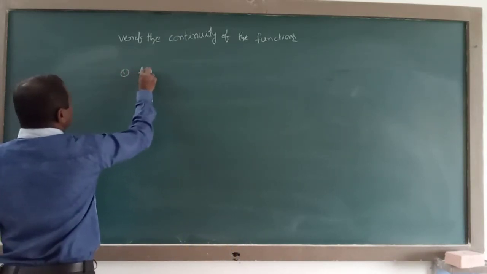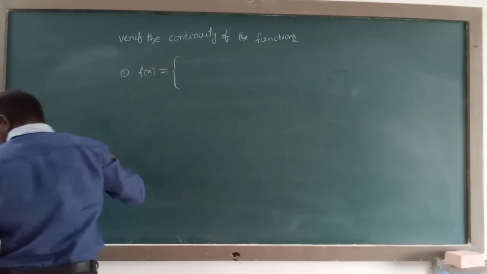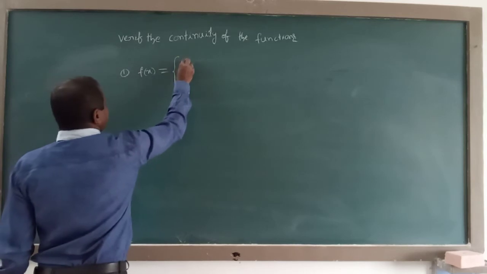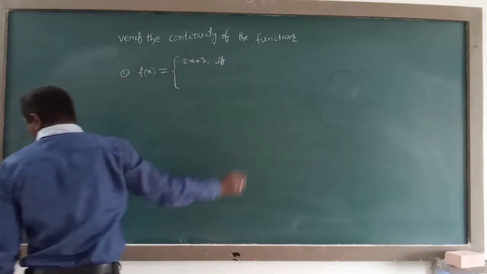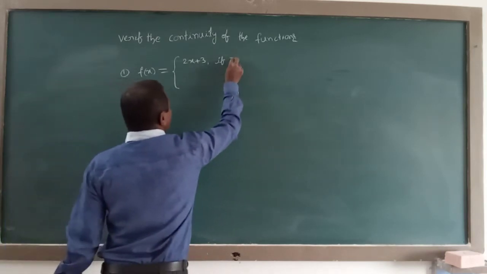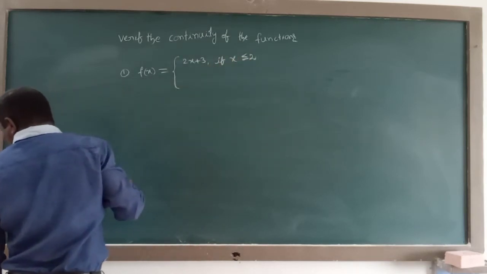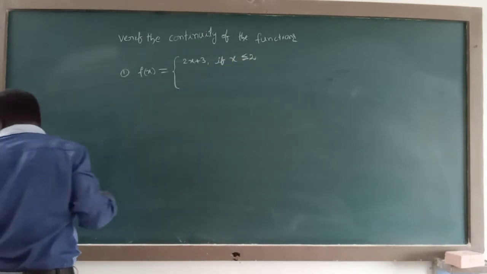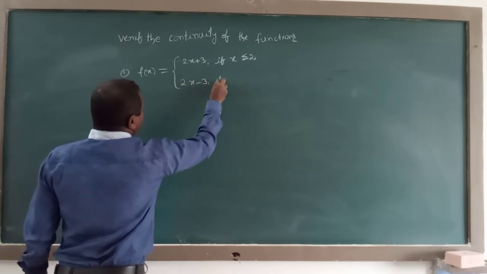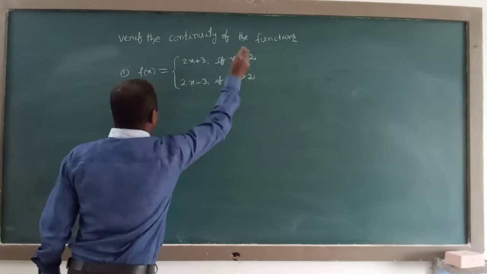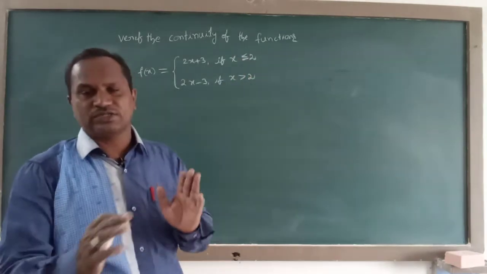f of x is equal to 2x plus 3 if x is less than or equal to 2, and 2x minus 3 if x is greater than 2. Now, is it discontinuous or continuous? We have to check this.